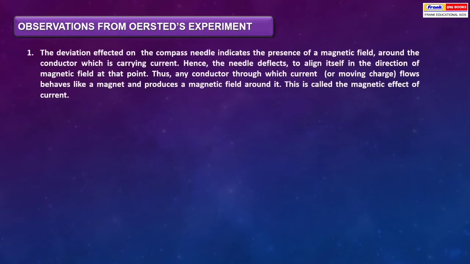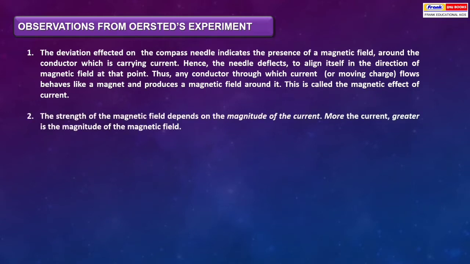Observation from Oersted's experiment. The deviation of the compass needle indicates the presence of a magnetic field around the conductor which is carrying current. Hence, the needle deflects to align itself in the direction of the magnetic field at that point. Thus, any conductor through which current or moving charge flows behaves like a magnet and produces a magnetic field around it. This is called the magnetic effect of current.